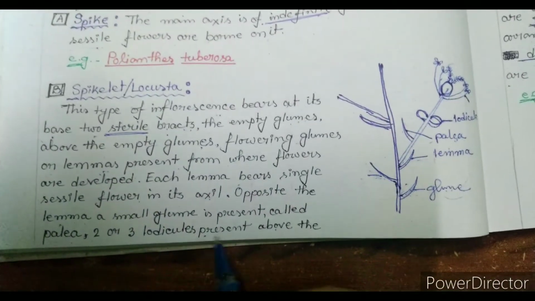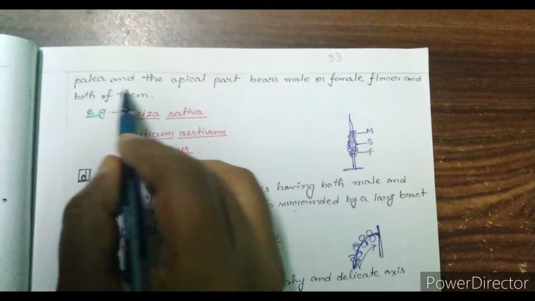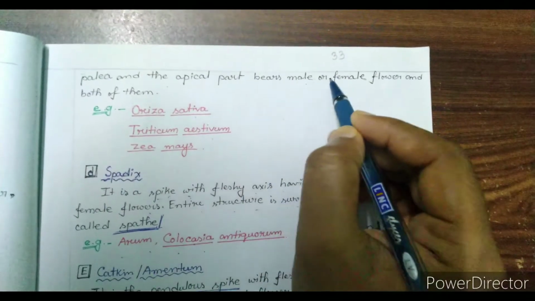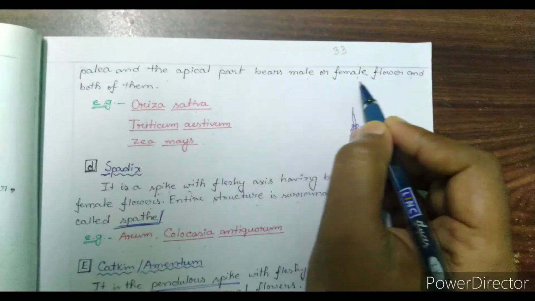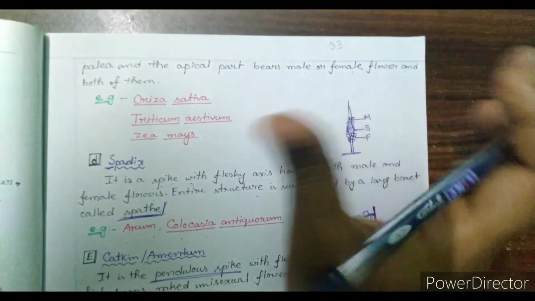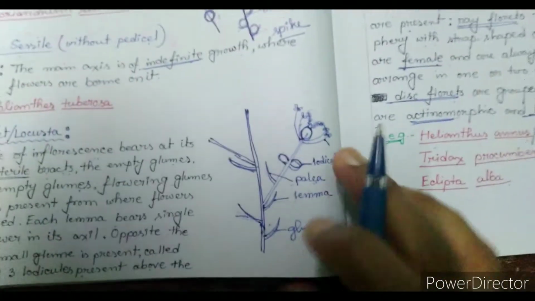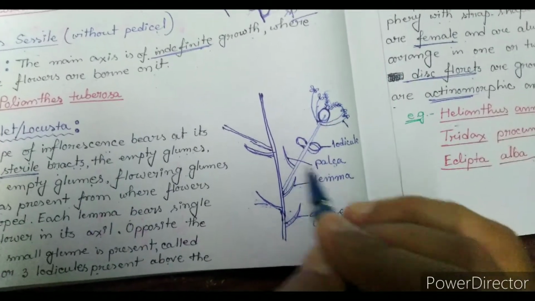Two or three lodicules are present above the palea, and the apical part bears male and female flowers, or both of them. Okay, the apical part may bear male or female or both. So now it may become clear on the basis of the picture. First of all, we know about the palea.